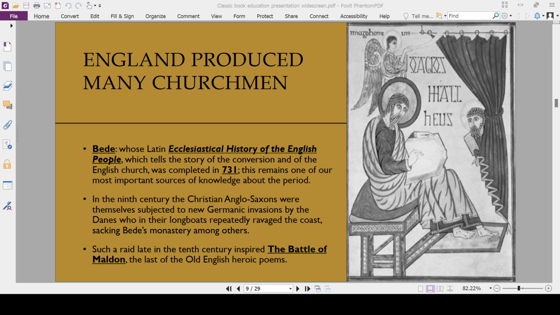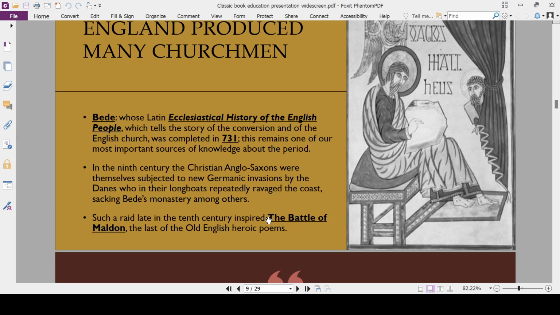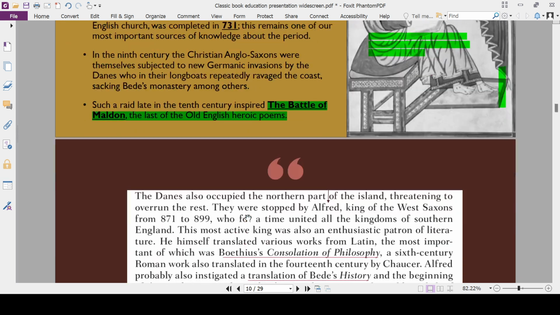These attacks, characterized by attacks on monasteries, including Bede's own monastery, had a lasting impact on the historical narratives that have survived. The repercussions of such raids were notably felt in the 10th century specifically, which of course inspired the composition of one of the most important books of the period, the Battle of Maldon, which is the final work of Old English heroic poem from this era. So this work is extremely significant for us. The Battle of Maldon is the last of the English heroic poems, and it's significant for us. So you have to memorize that name.